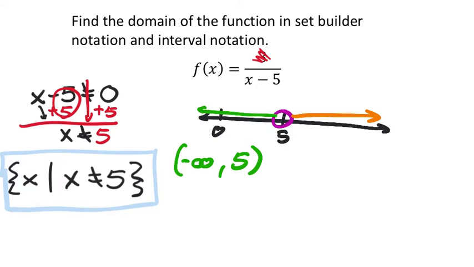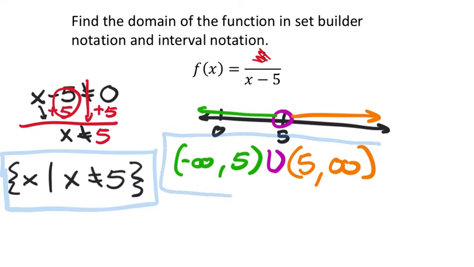So there's an open parenthesis. Then I would unite this, starting again at 5, but not included, and this goes to infinity. This is a way in an interval that we can exclude values from, in this case, the domain. But this is the domain in both set builder notation and interval notation.